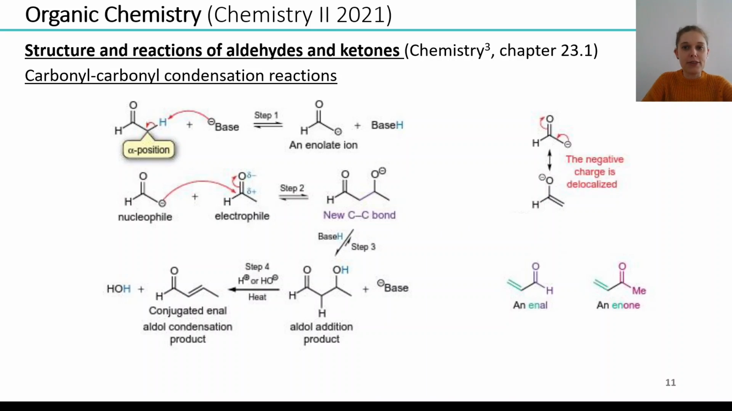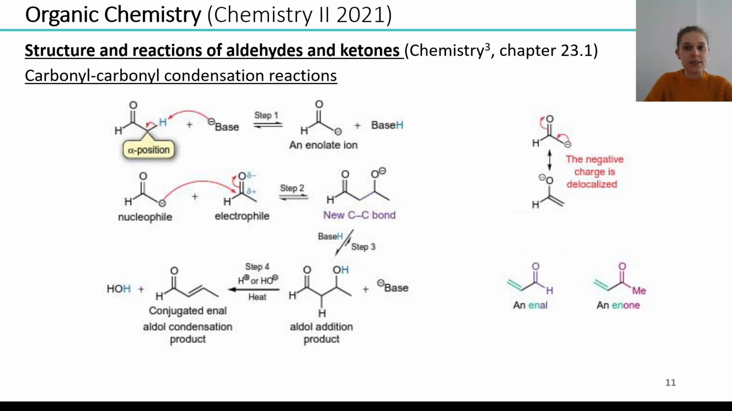And the third type of reaction is a carbonyl-carbonyl condensation reaction, which involves two carbonyl groups which react with each other. Hereby, one carbonyl group undergoes an alpha substitution reaction while the other undergoes a nucleophilic addition reaction. And for example, an aldol condensation is such a carbonyl-carbonyl condensation reaction.